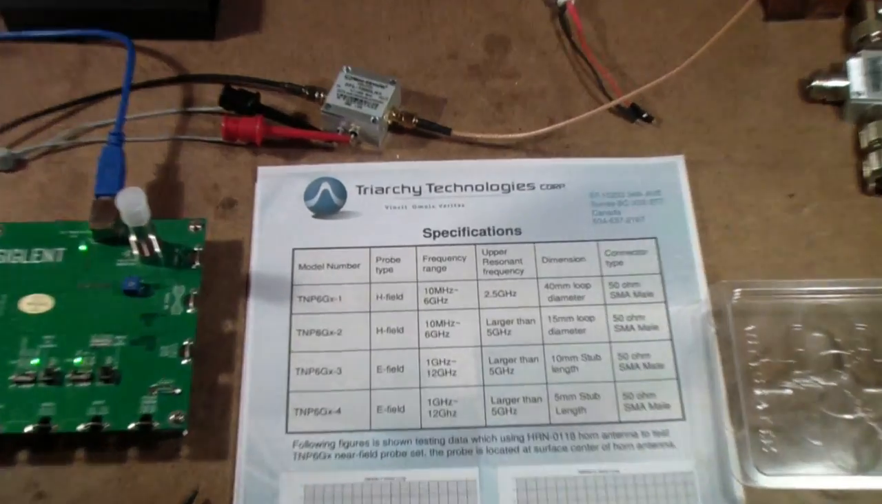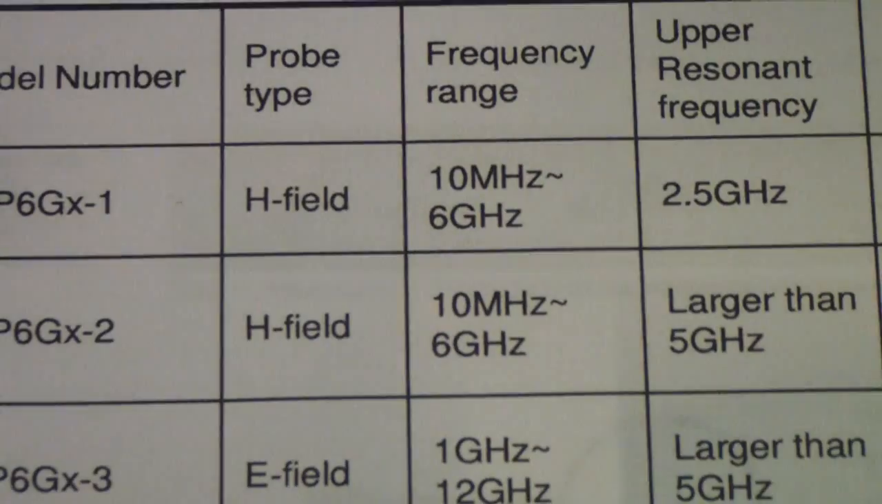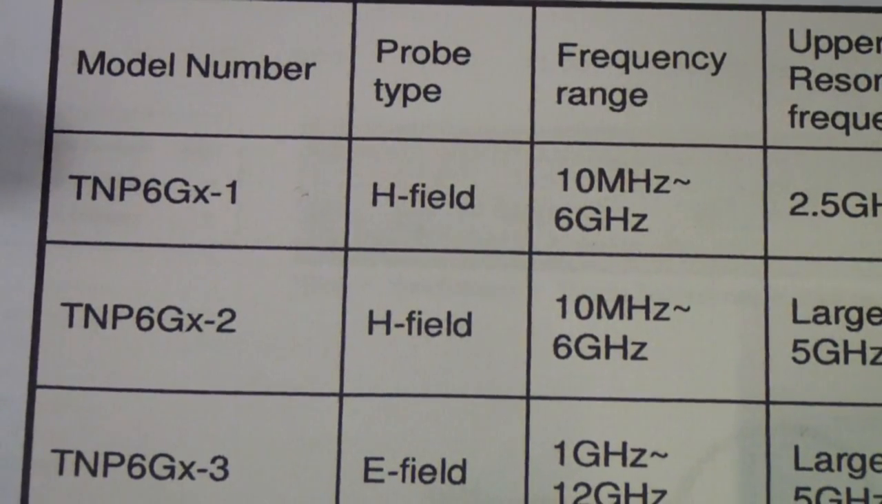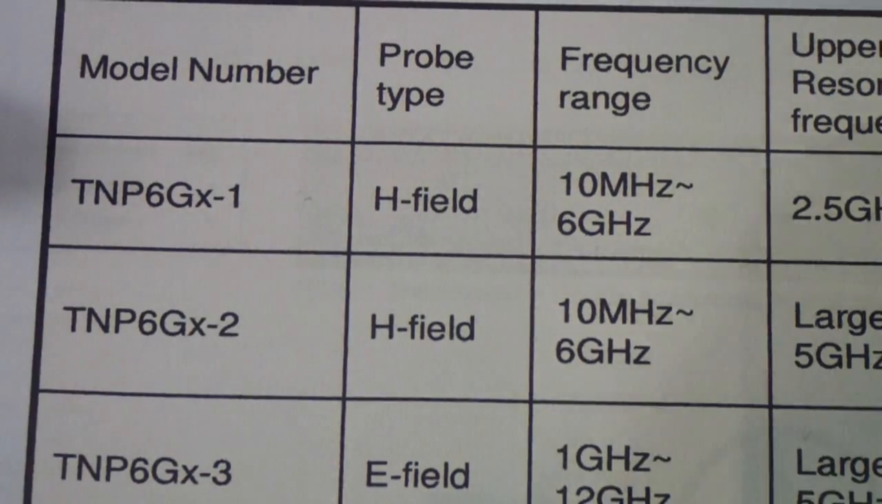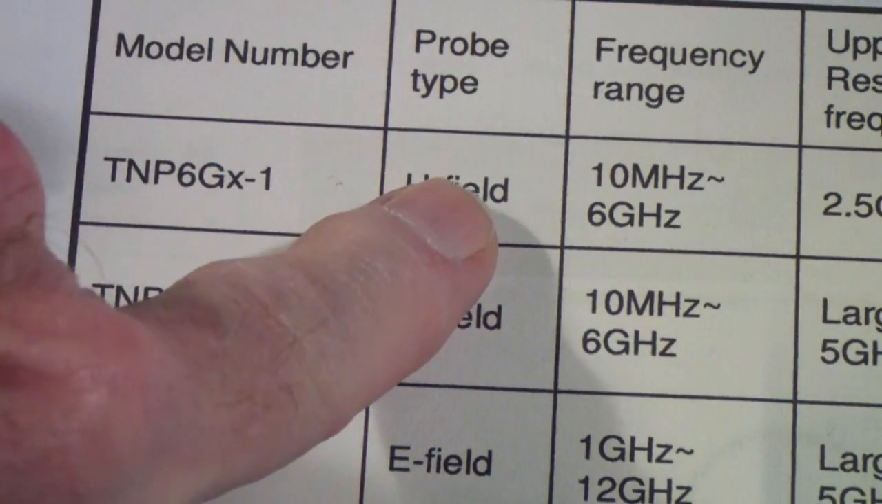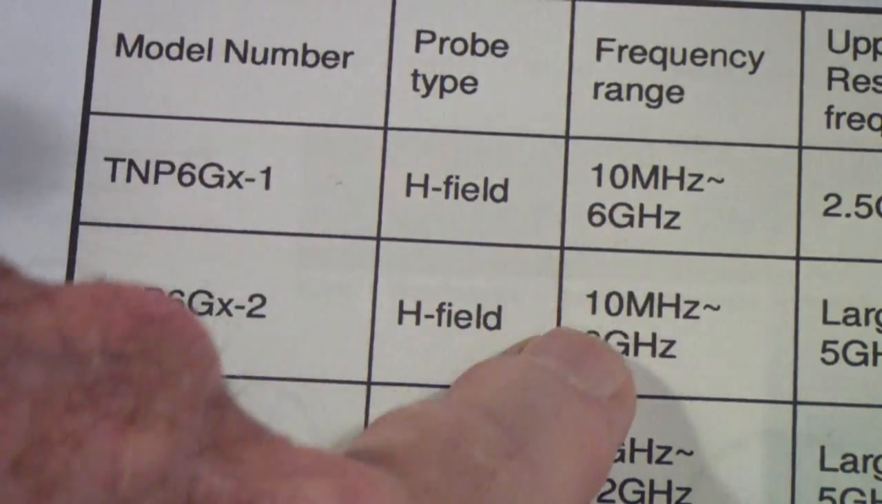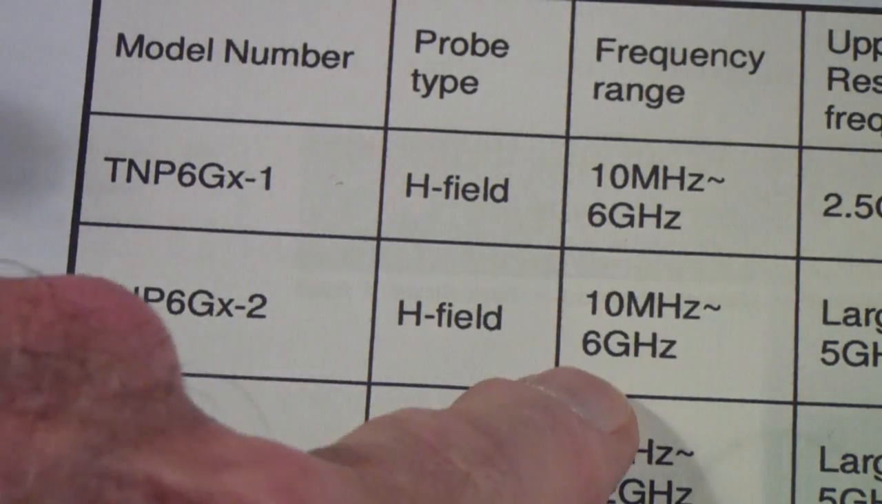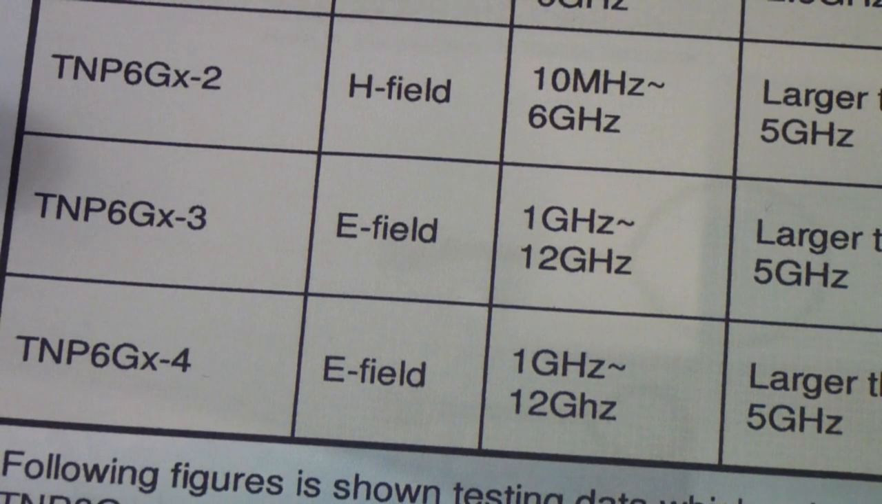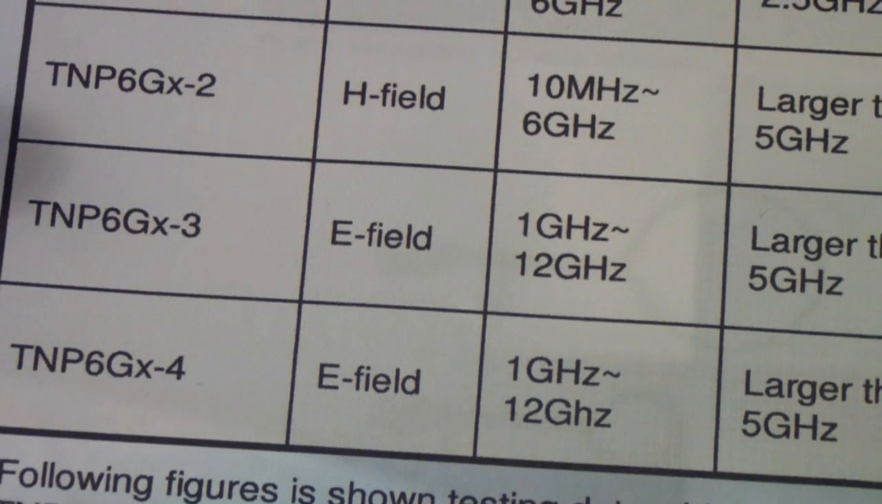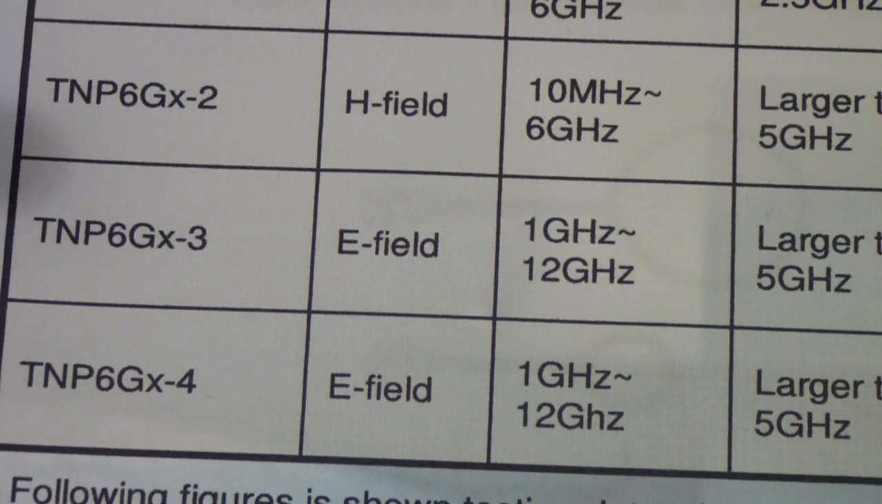Here are the specs on the Triarchy. And you'll notice that the frequency range for the H fields goes down to, I think it's 10 megahertz and up to about 6 gigahertz. The E field probes start at a gigahertz and go up to 12 gigahertz. The reason that's of some interest is you may have noticed that earlier I was using E field probes as well as H field to sense 10 and 25 megahertz signals.